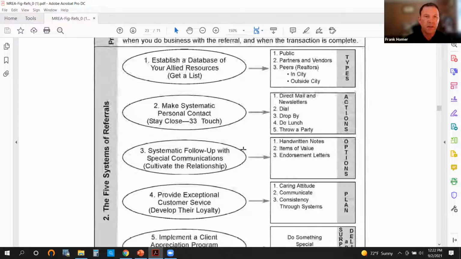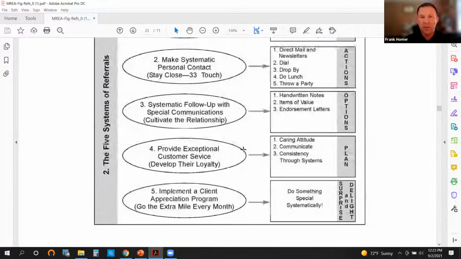There's 5 systems of referrals outlined here. We don't have to read through all of it, but I think you get the idea. Establishing a database, systematically, personally reaching out and touching them, following up. The follow-up is the key.